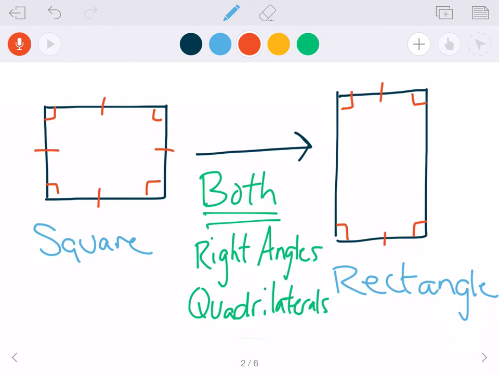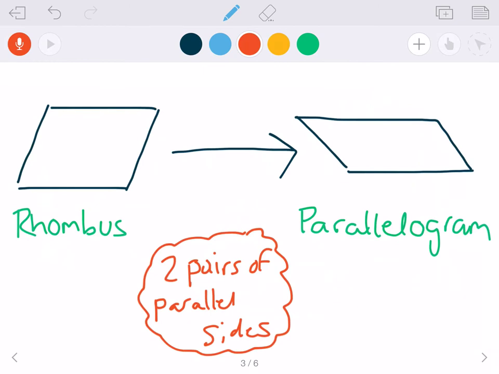And a rectangle has two pairs of congruent sides. So if these two sides are congruent, we're going to put one slash through them. And when the other two sides are congruent, we're going to put two slashes through them.